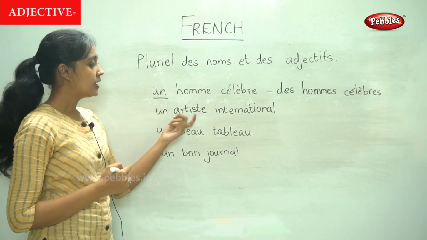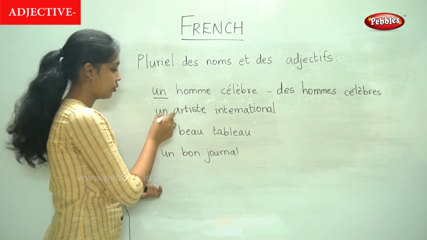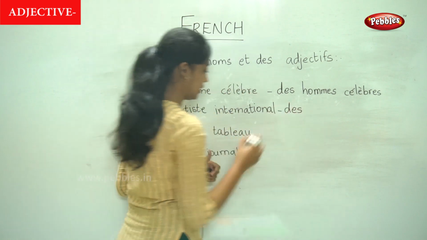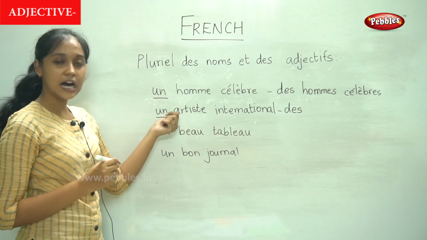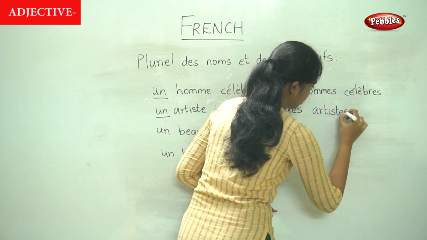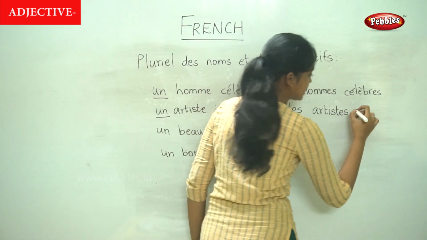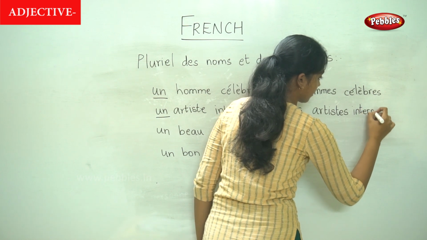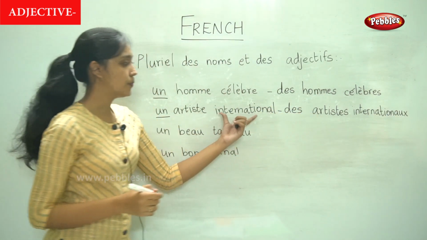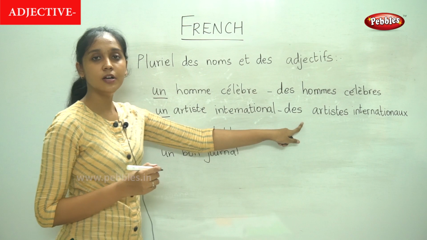Now the next one, un artiste international, an international artist. Again, every word is in the singular form. The plural of un becomes des, and artiste becomes artistes, we add an S, and international. So the plural for international is spelled this way. So this is how we write the plural form for this.